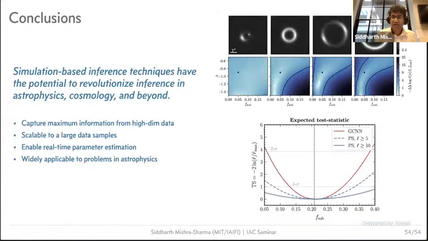And that brings me to my conclusions, which is just to say that some of these methods do have the potential to revolutionize how inference is done in astrophysics and cosmology. They can be used to capture the maximum amount of information from high-dimensional data sets, can be scaled to large samples of data, can be used to do real-time parameter estimation. So you don't have to go through the whole process again. Once you have a trained model, you can apply it very quickly to any incoming data set, and they're widely applicable across different types of data. So that's all I had to say. And thank you guys for listening. Happy to take any questions.